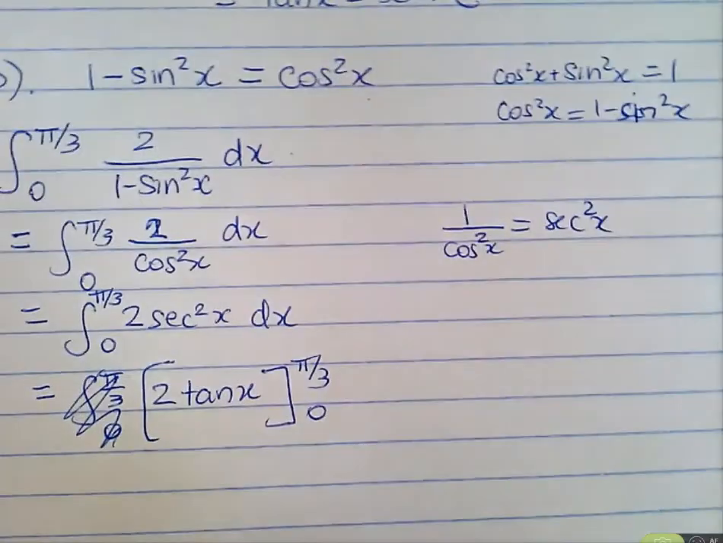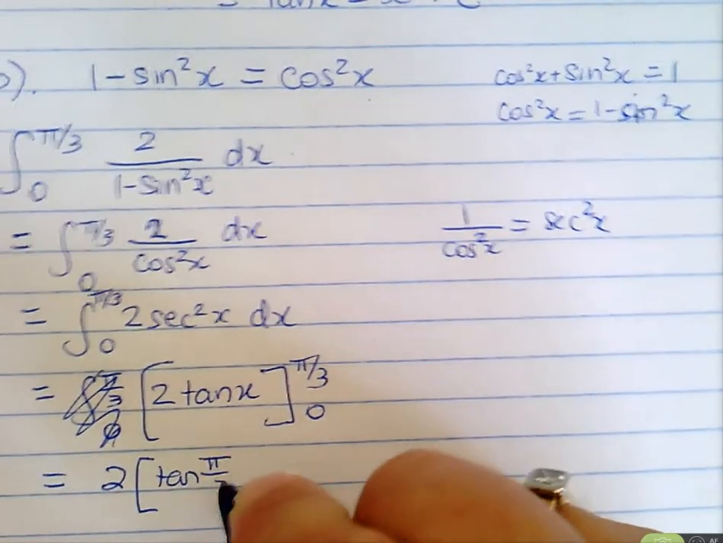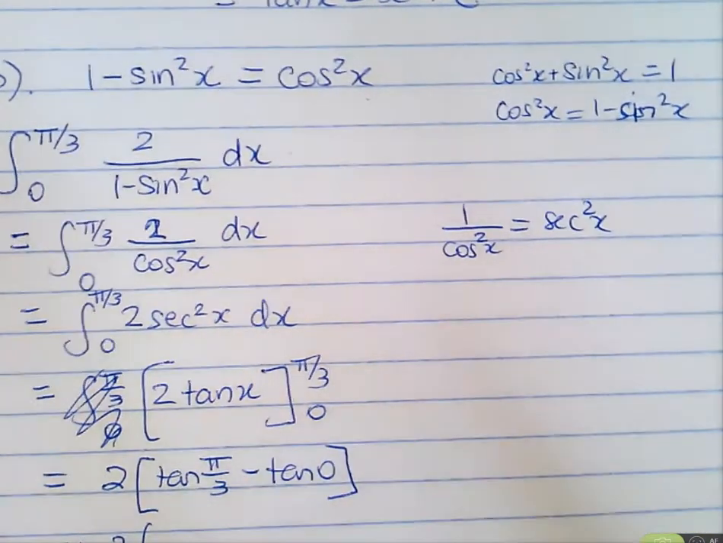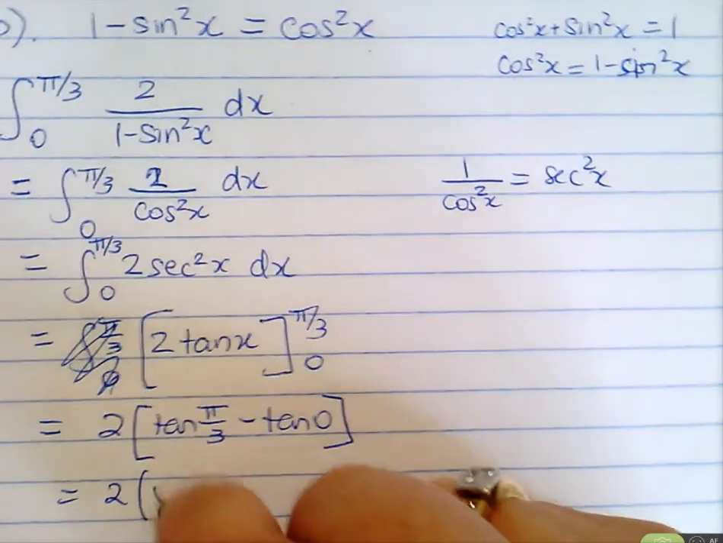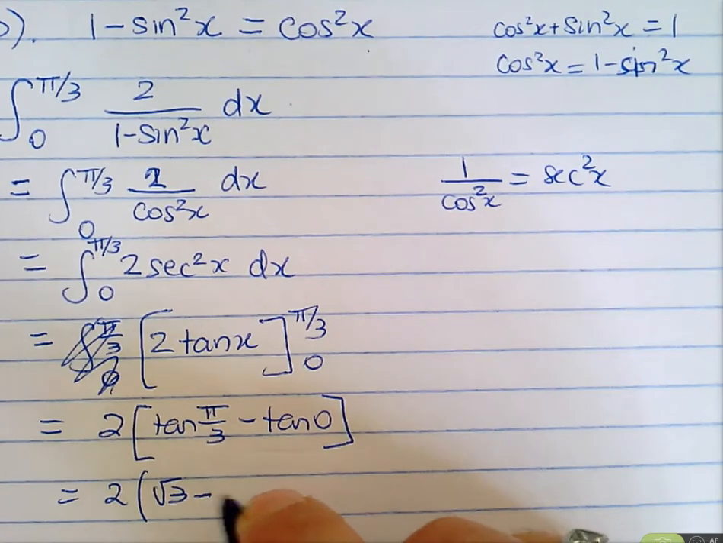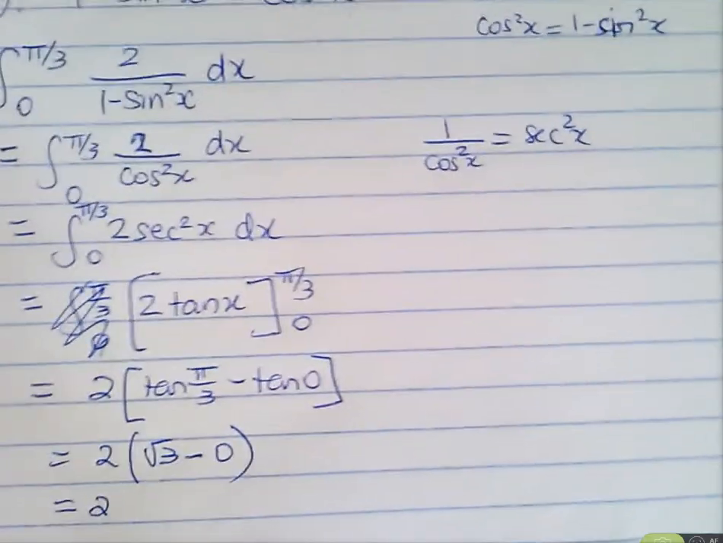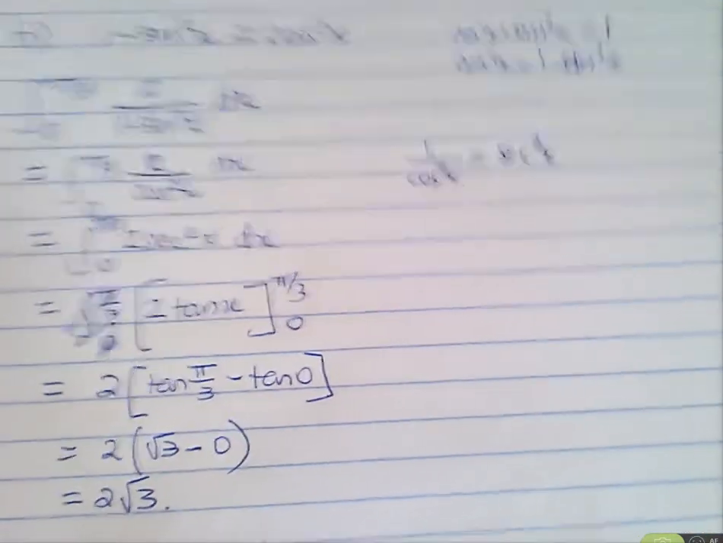Yep. You could put the 2 out if you want. Tan of pi on 3 minus tan of 0. Yeah, tan 60, that's the big one. What do you get? And tan of 0 is? It's not 1 on root 3. So the answer is 2 root 3. Good. Units. Oh no, no units. They're not asking.